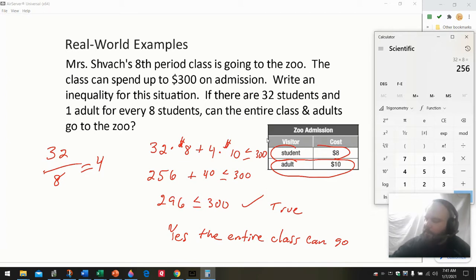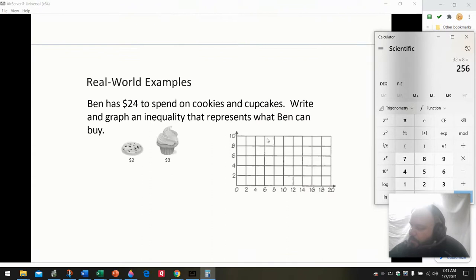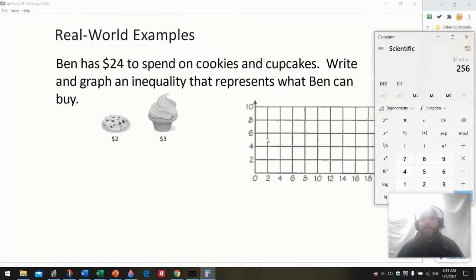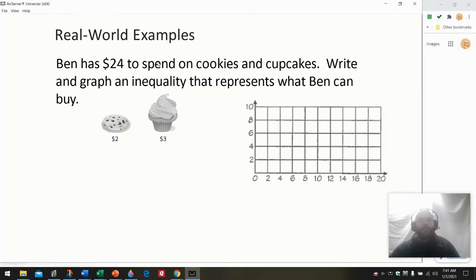So that one wasn't too difficult because we really didn't write so much of an equation as more of a statement. We just wrote 32 times 8 plus 4 times 10, and then that had to be less than or equal to 300. Now, the next one that I'm going to show you is actually going to have you write a linear inequality like what we graphed in the previous video, and they're going to have you graph it this time. So it says Ben has $24 to spend on cookies and cupcakes. It says write and graph an inequality that represents what Ben can buy.